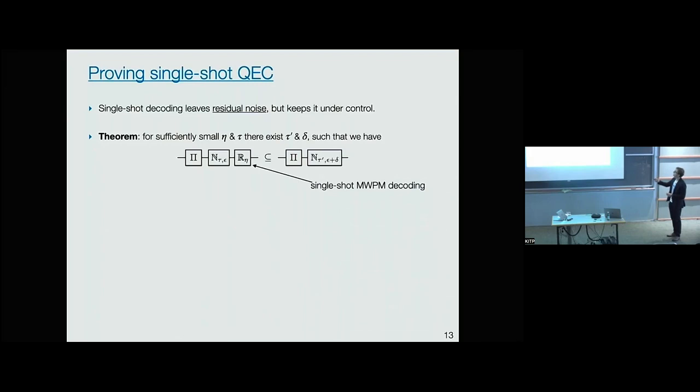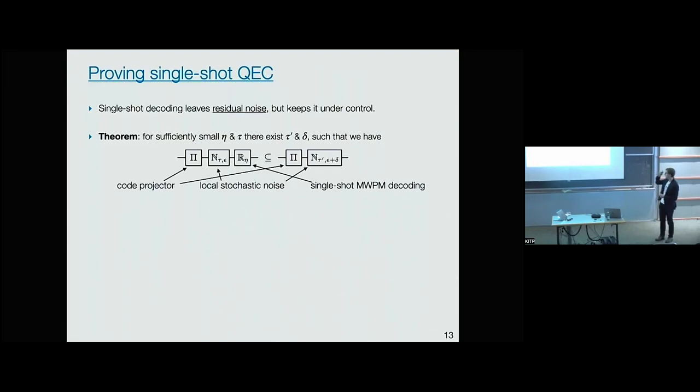This parameter eta captures the measurement error rate. N is a class of channels that captures local stochastic noise. And this local stochastic noise is described by 2 parameters, tau and epsilon. You should think of tau as the physical error rate, and epsilon is the logical error rate if we applied the ideal single-shot minimum weight perfect matching decoder to that noise. So tau is the physical error rate, epsilon is the logical error rate, and pi is just the code projector.